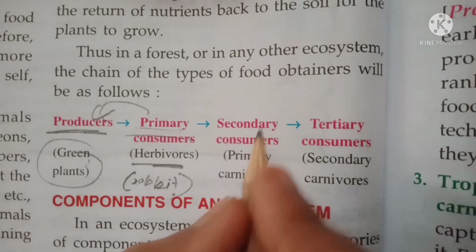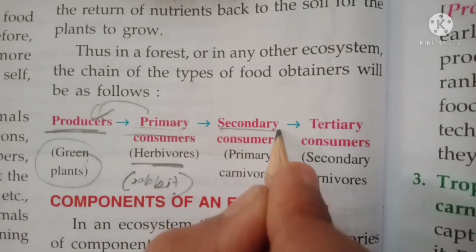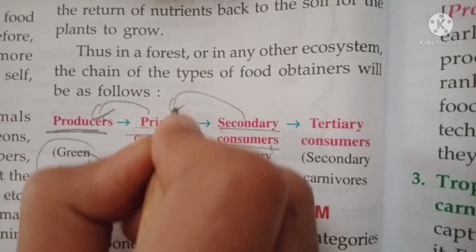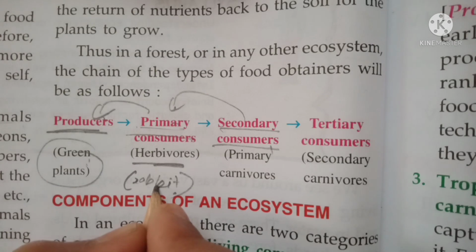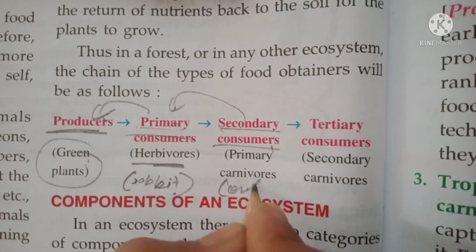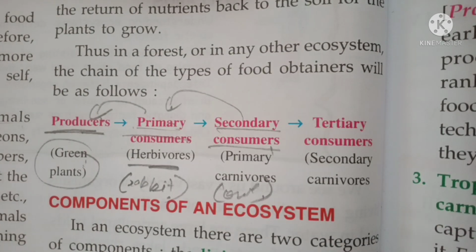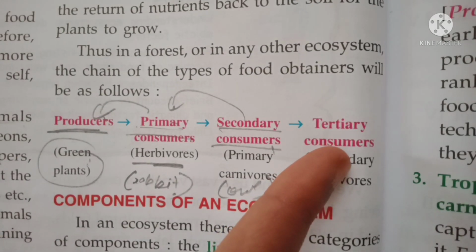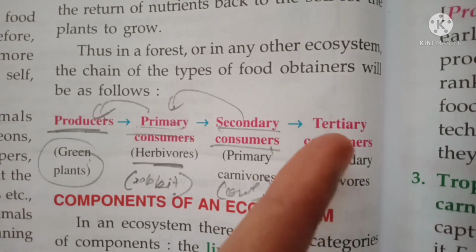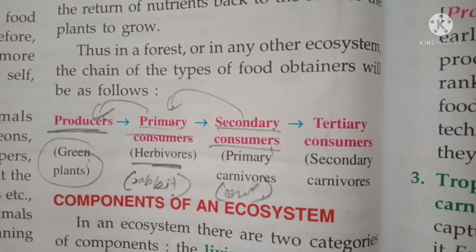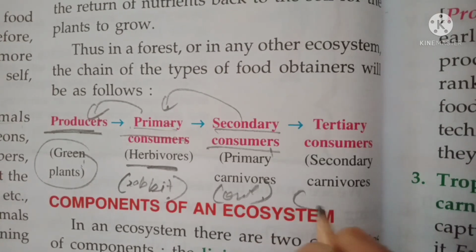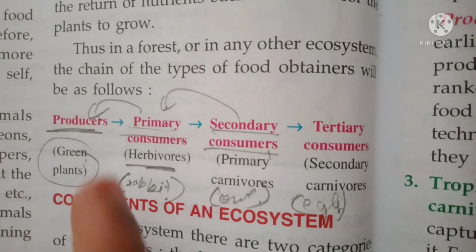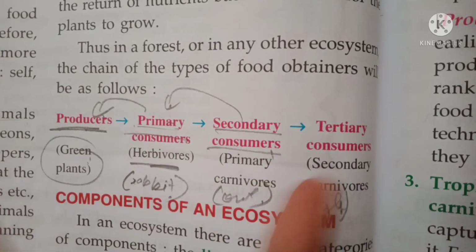Rabbit. Next, after the primary consumer, is the secondary consumer. Give an example of secondary consumers. What are secondary consumers? Those which eat the primary consumer. Rabbit is eaten by what? Owl. Owl eats rabbit. Right. Now give me the tertiary consumers. I'm going to explain again. Tertiary consumers are those who eat secondary consumers. Give an example. Yes, that is eagle. These are the levels.